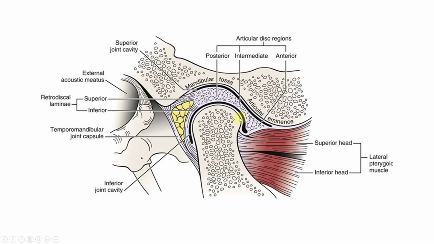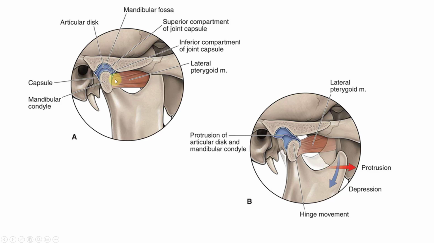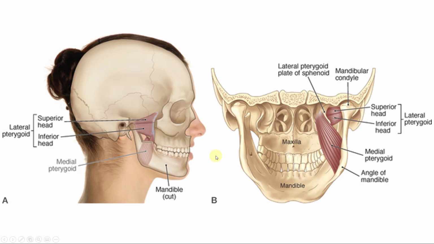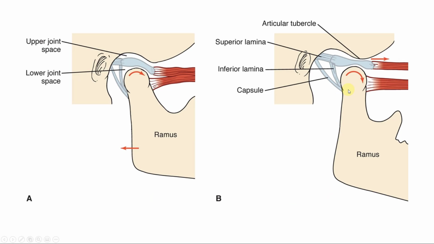The disc, this is where we had said there can be some dysfunction, and you have to have this coordinated timing where this is opening up. You can see the condyle here. As it comes forward, it's going to protrude forward, and that disc needs to come along with it. And that's done by the lateral pterygoid, the superior head and the inferior head, which is timed appropriately for this to occur.